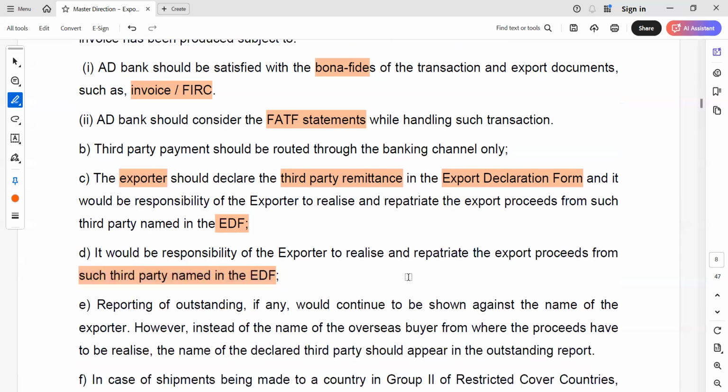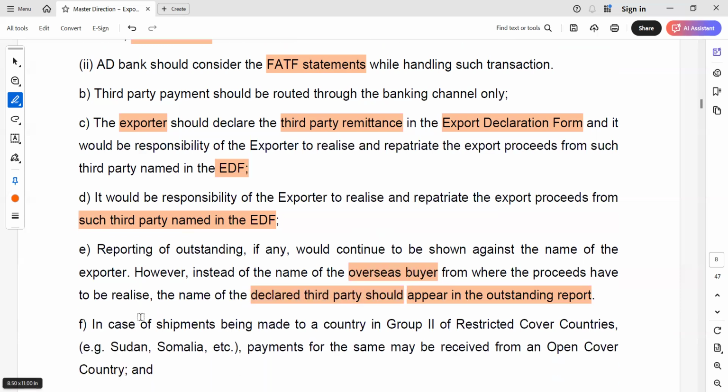Reporting of outstanding, if any, would continue to be shown against the name of the exporter. However, instead of the name of the overseas buyer from where proceeds have to be realized, the name of the declared third party should appear in the outstanding report. तो friends, अगर suppose वहाँ पे payment नहीं आई है, अगर they have done the export, so payment is not received, तो ओवरसीज बायर के साथ उस थर्ड पार्टी का भी नाम आउटस्टैंडिंग लिस्ट में होना चाहिए.